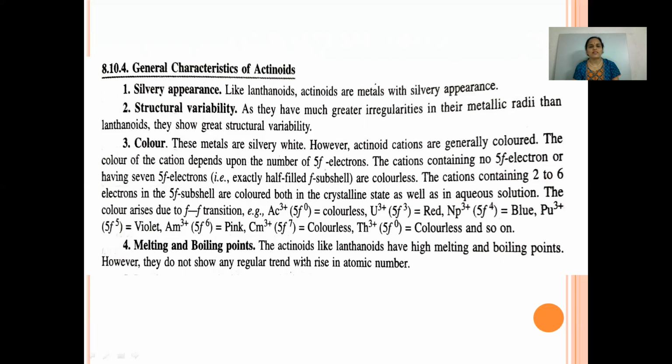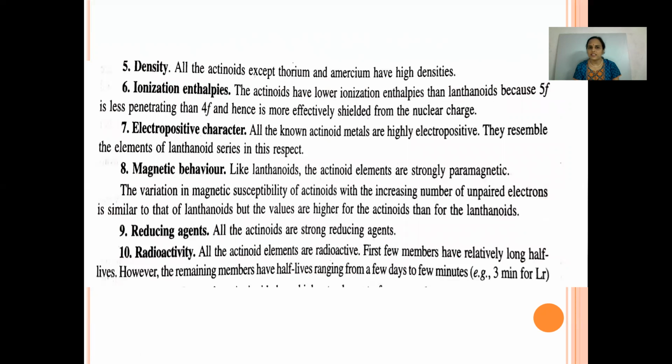Melting and boiling points. The actinoids, like lanthanoids, have high melting and boiling points. However, they do not show any regular trend with rise in atomic number. Density. All the actinoids except thorium and americium have high densities. Ionization enthalpies. Actinoids have lower ionization enthalpies in comparison to lanthanoids because 5f is less penetrating than 4f and hence is more effectively shielded from the nuclear charge.